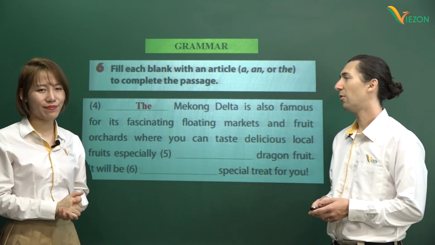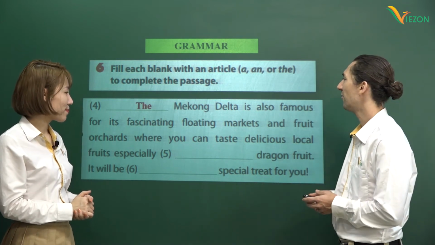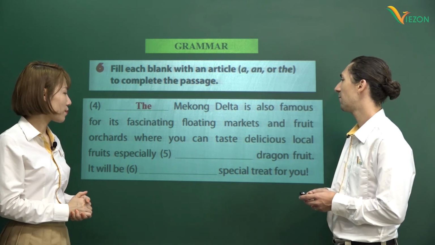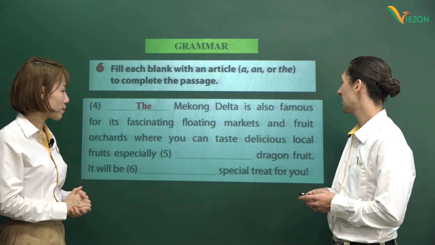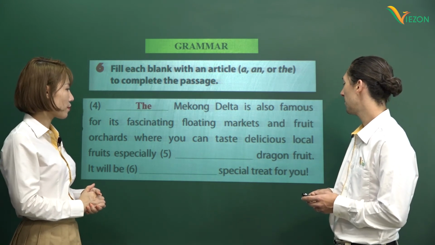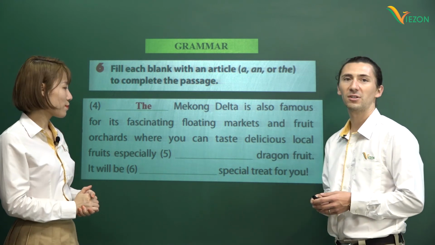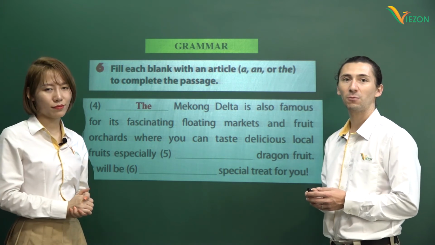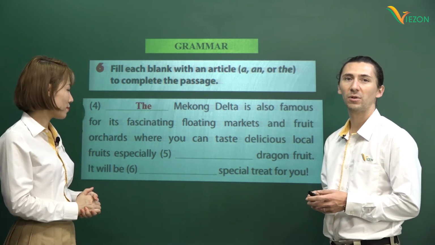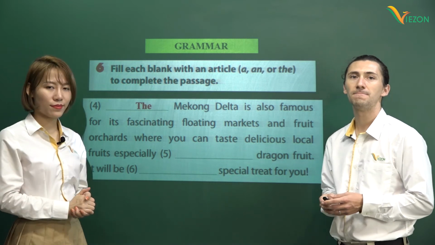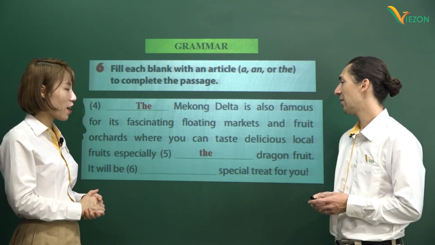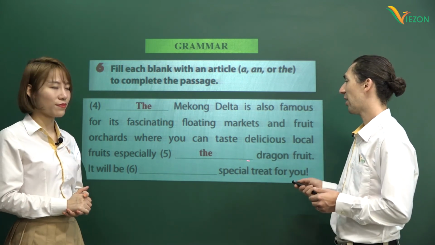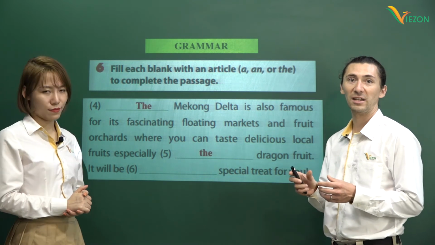And number 5. All right, so let's read the sentence one more time and continue to number 5. The Mekong Delta is also famous for its fascinating floating markets and fruit orchards, where you can taste delicious local fruits, especially dragon fruit. All right, so what do you think? What can we use here? A dragon fruit, and dragon fruit, or the dragon fruit? What do you think is correct? So if you said the dragon fruit, you are correct. So they mentioned it here, especially the dragon fruit, because the dragon fruit is famous in those markets.